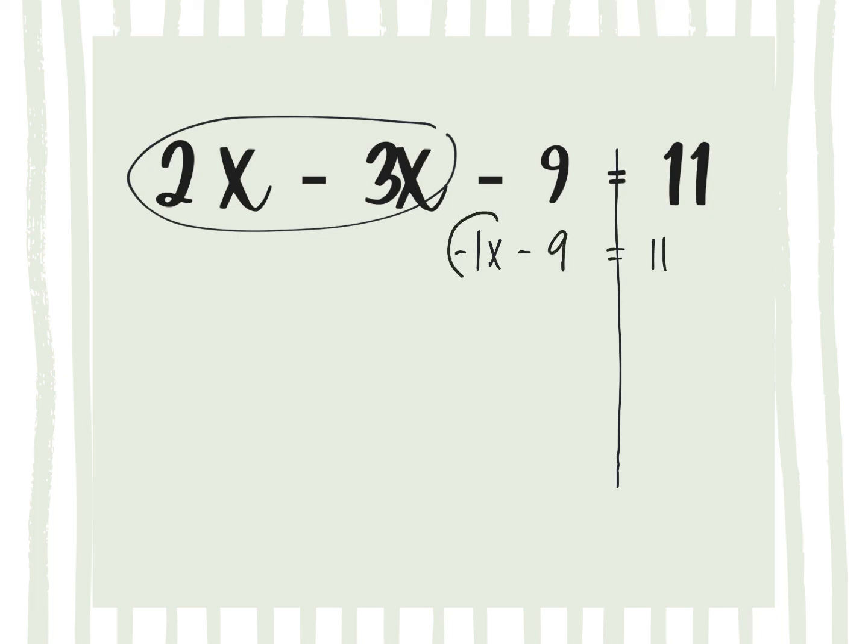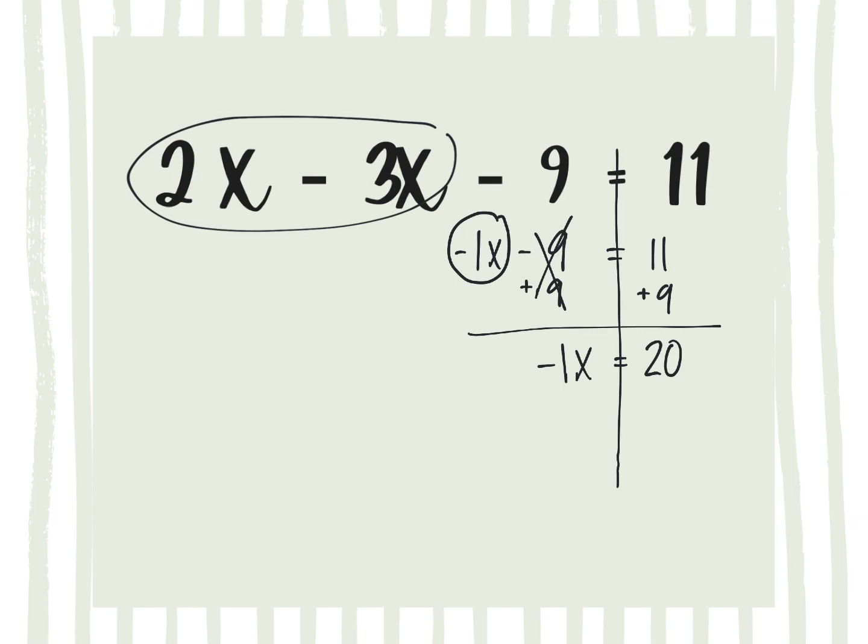From here, I'm solving in the same way I would have before. I need to isolate the term with a variable, which means I will need to add 9 to both sides, resulting in a 20 on the right side. On the left side, -9 plus 9 gives me 0, so all that's left is my -1x.